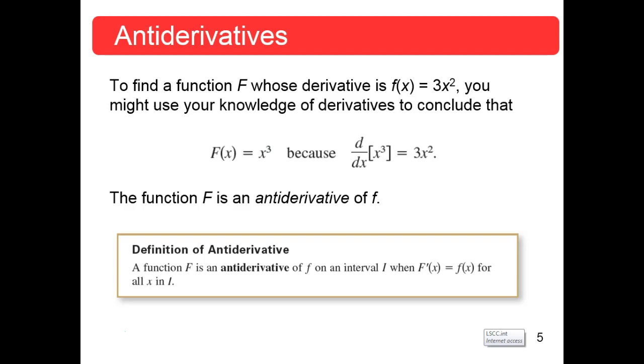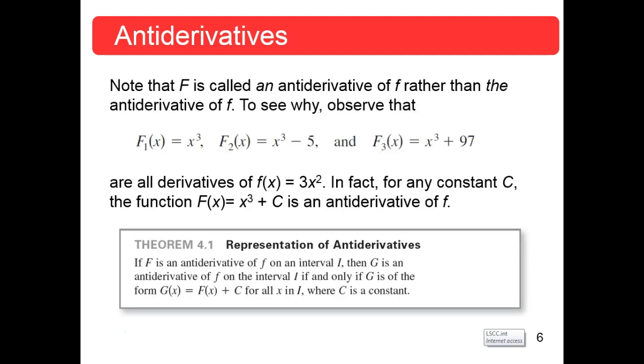So here's the definition of an antiderivative. A function capital F is an antiderivative of little f on an interval I where capital F prime is your little f for all the x's in that interval I. Okay? So now we've got to think backwards. You're undoing what we were doing in the last two chapters. Note that F is called an antiderivative of f rather than the antiderivative of f.